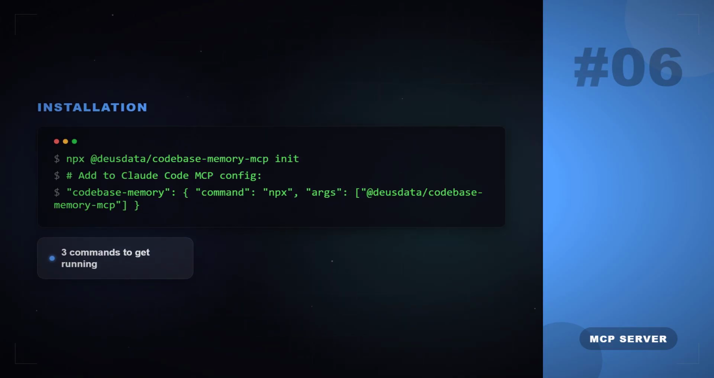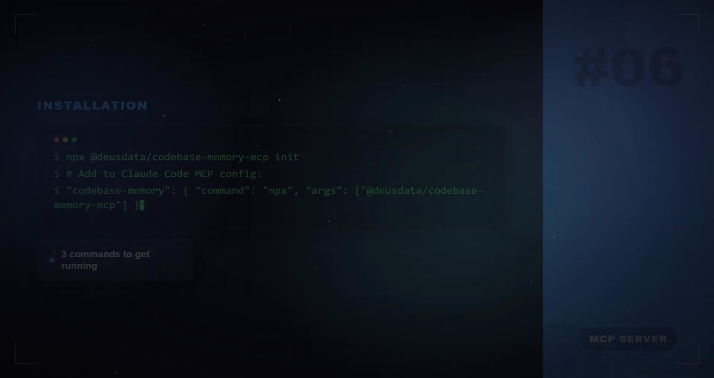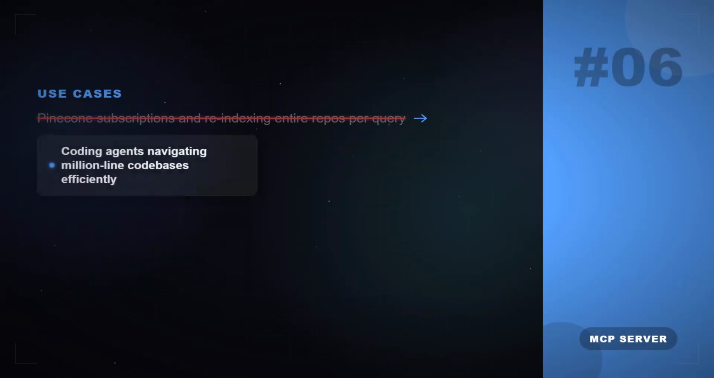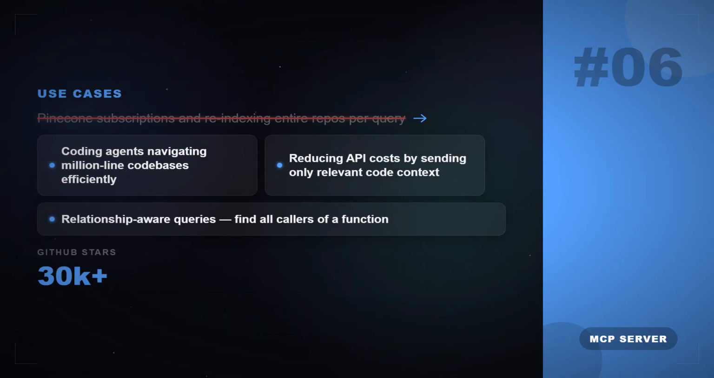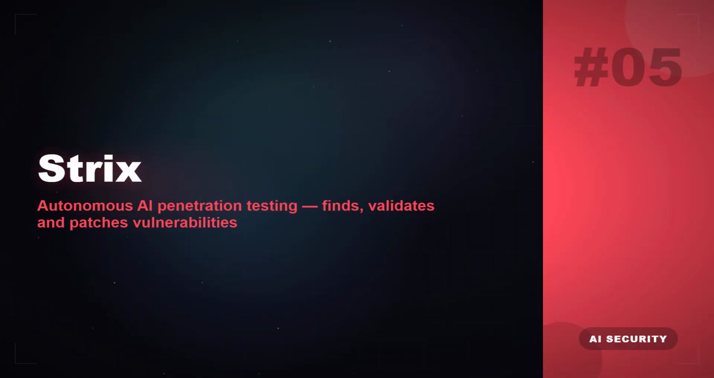It replaces expensive Pinecone subscriptions and constant re-indexing costs. Your coding agents can navigate massive codebases without flooding the context window. Find all callers of any function with relationship-aware queries. And dramatically reduce API costs by sending only relevant code context. Nearly 36,000 stars. Number 5.